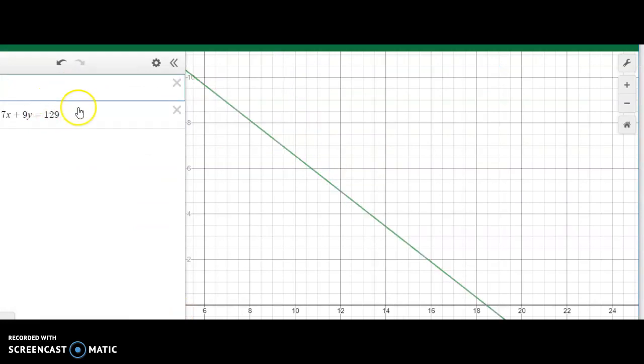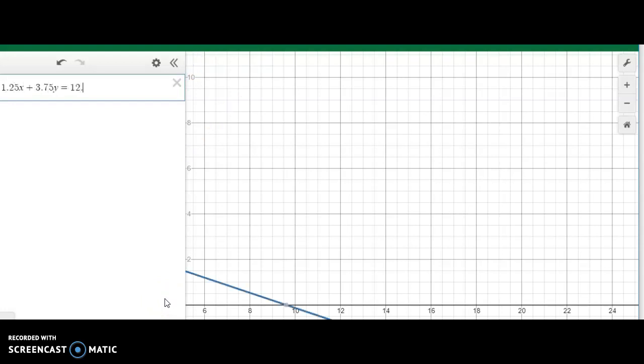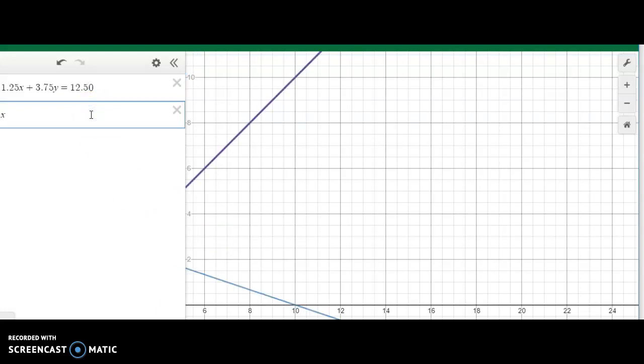Type in your two equations. So X out whatever was there. The first equation was 1.25x plus 3.75y equals a total of $12.50. The second equation was x plus y equals 6.